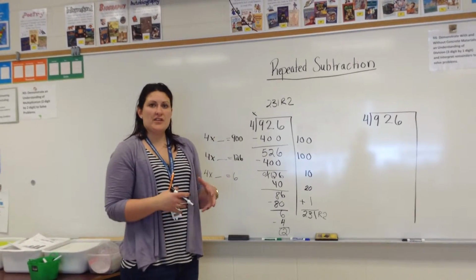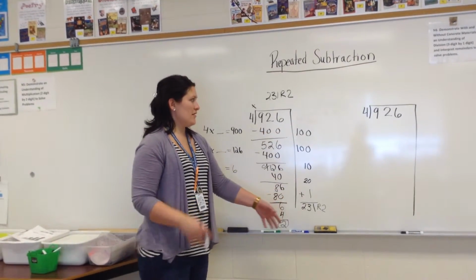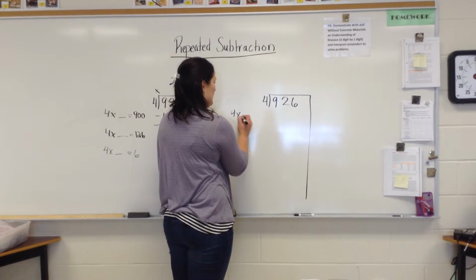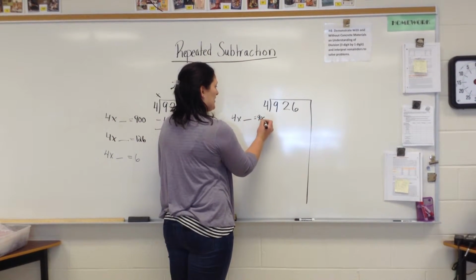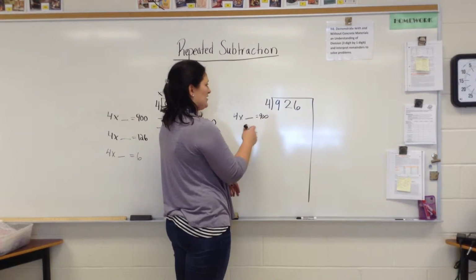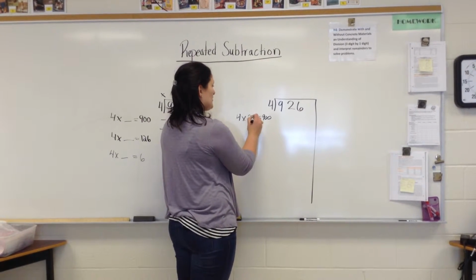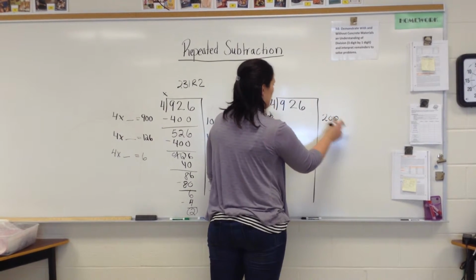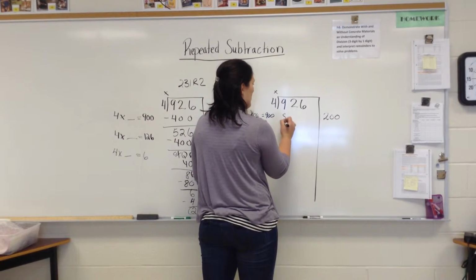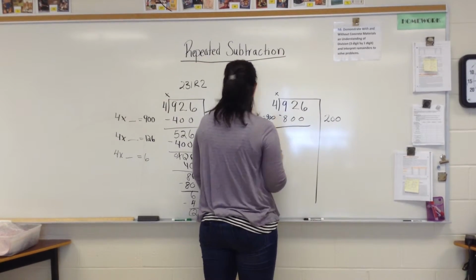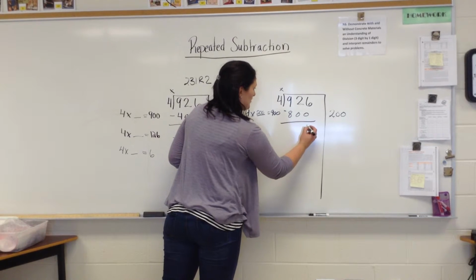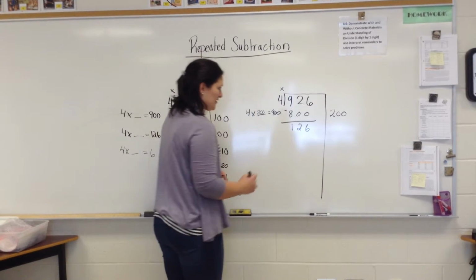Now, if you'd like to try to do this in fewer steps over here, initially we can think about 4 times something gets me close to 900. Well, I know that I can take 4 times 200 and get 800. So then I start over here with my 200, multiply that by 4, and I take away 800 to take away my extra step right here. So then I'm left with 126.